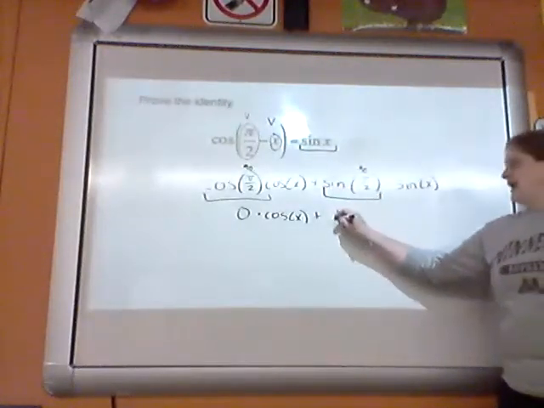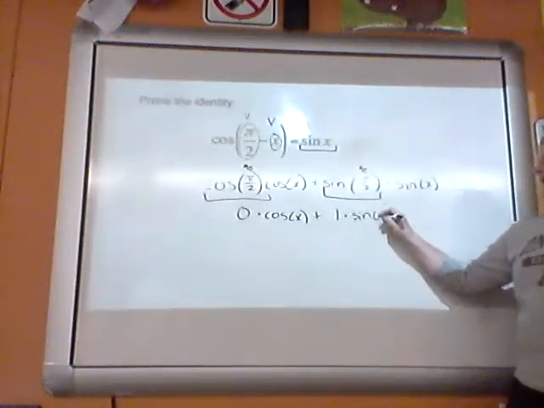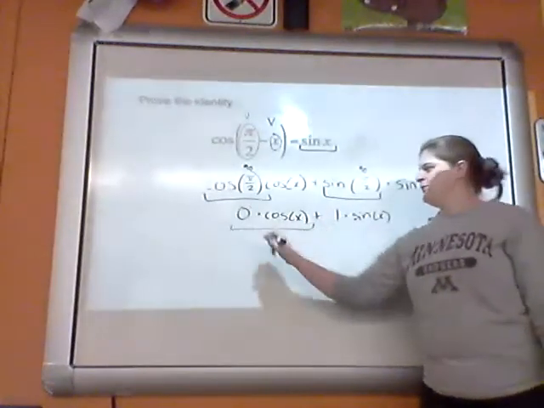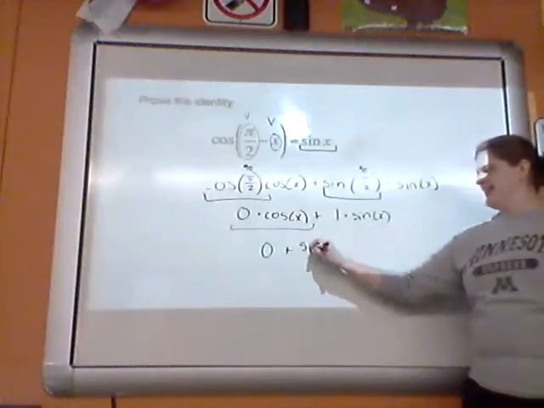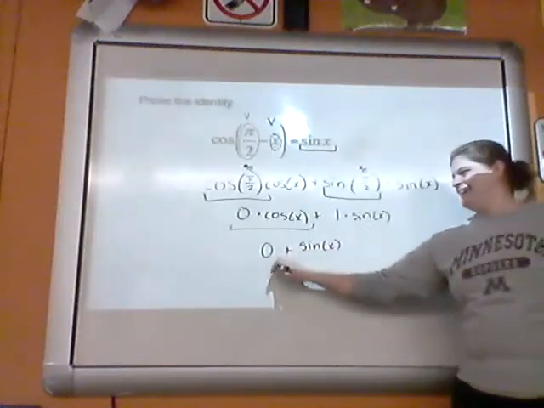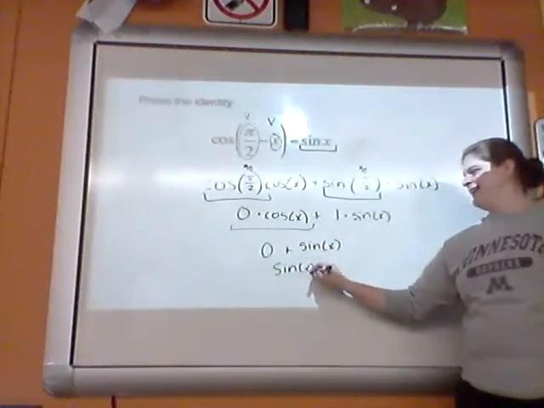1 times sine of x. And so notice that this becomes nada, and this becomes sine. 0 plus sine equals sine, yeah, and that's how you get the sine.